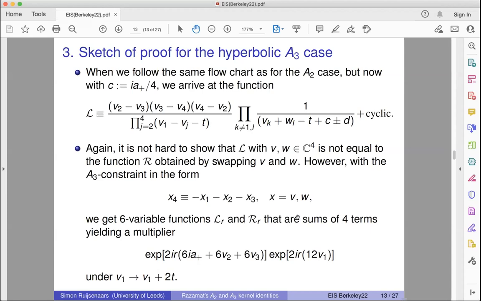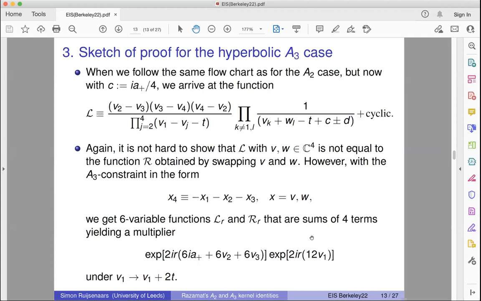So we have to impose this to have a chance that the kernel identity holds true. So again, we get then six variable functions, right? We now have no longer a Z, we have V and W, and we get rid of V4 and W4 by writing them as minus the sum of the other ones. So we have now again six variable functions. And this is very encouraging.